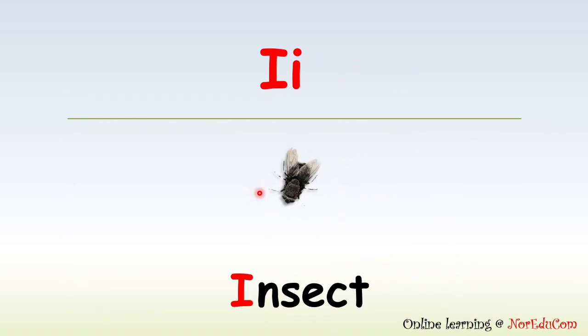Now, can you name this picture? Yes, this is an insect. E, insect. Repeat after me. E, insect. It starts with the letter I. Well done, everybody.